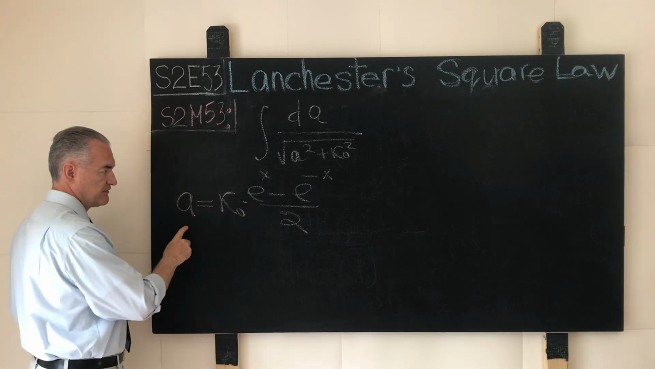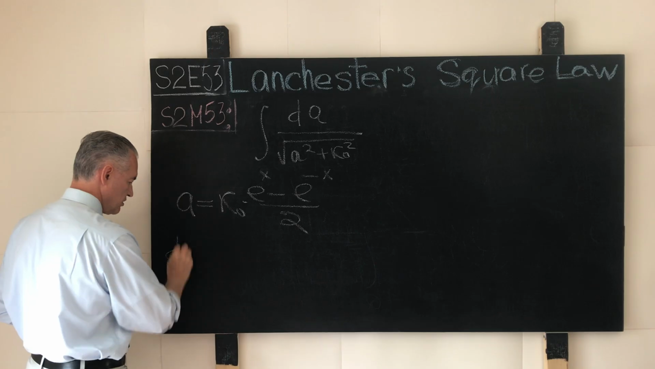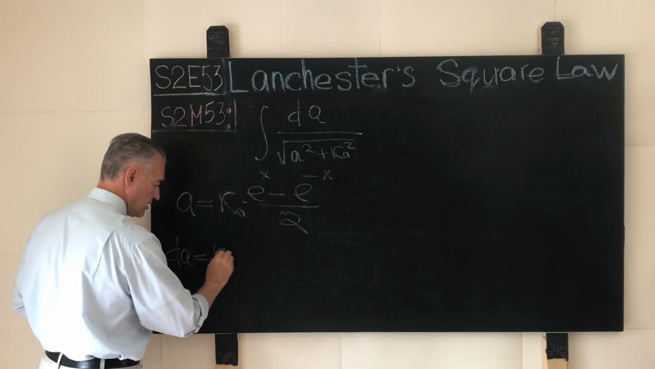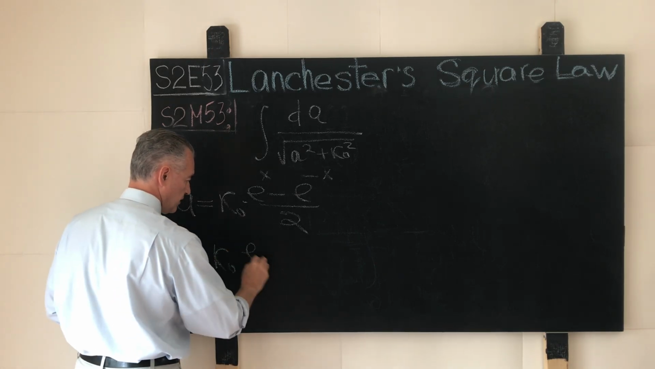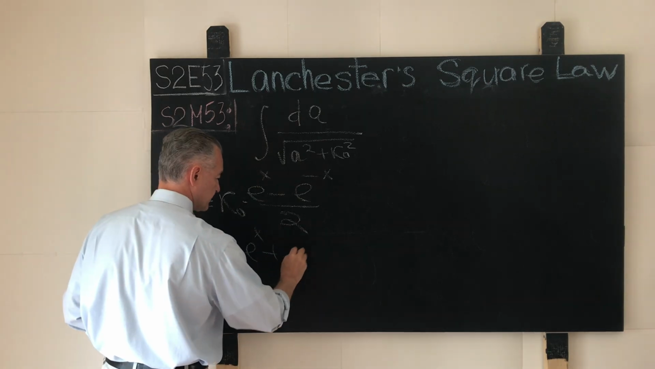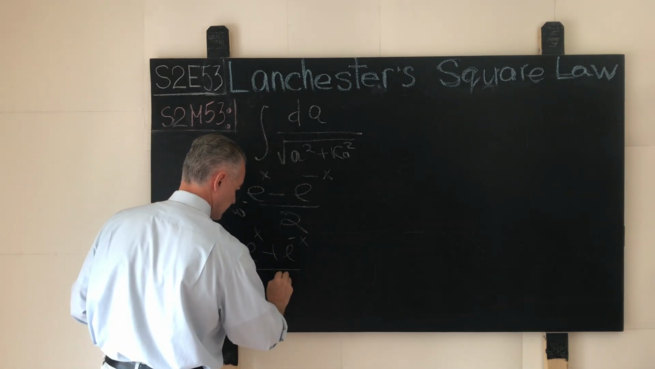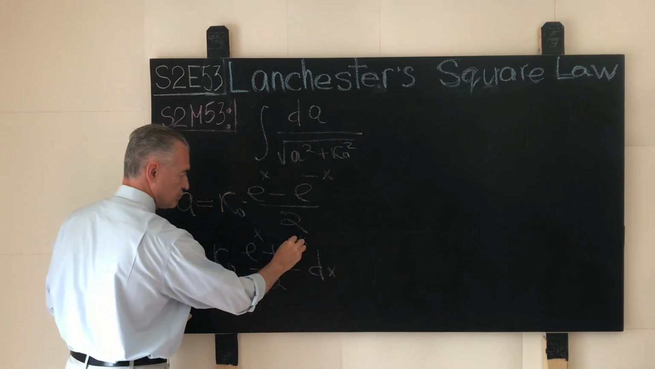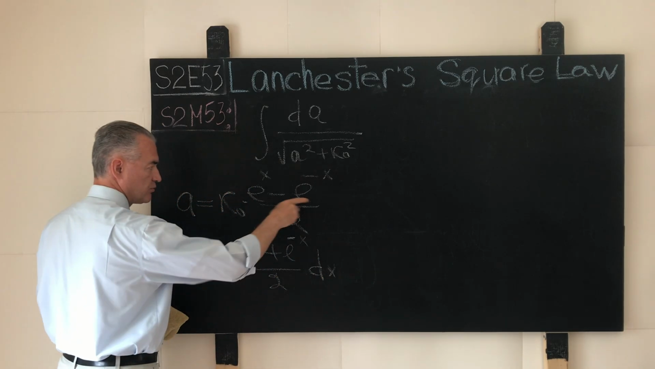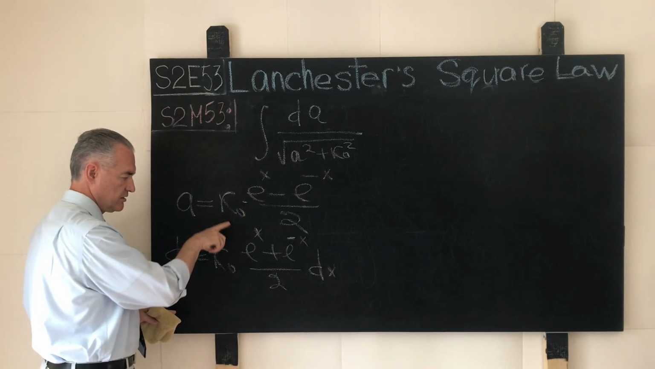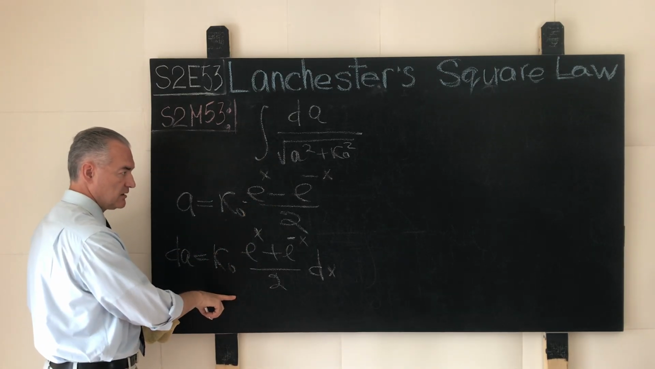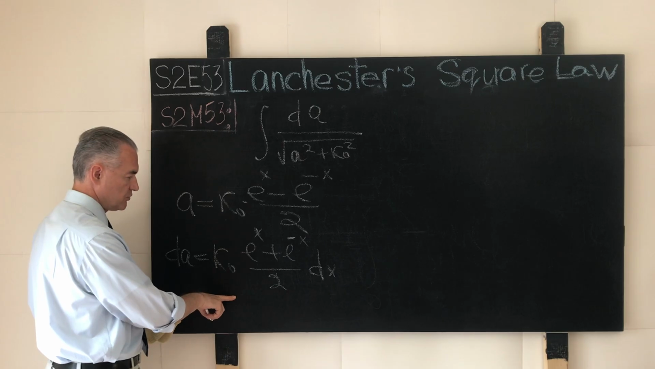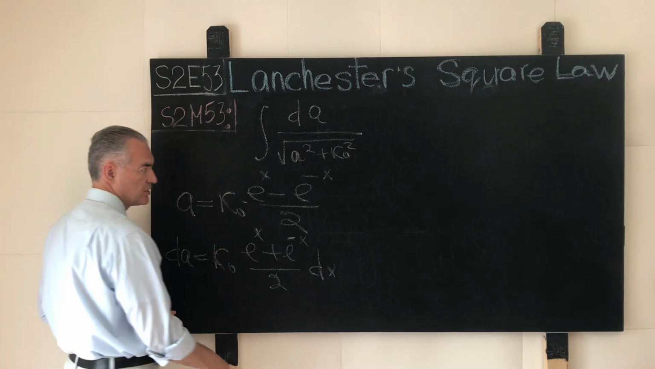Now, let us evaluate the first differential. dA will be k0 times e to the power of x plus e to the power minus x over 2, dx. That much should be understood. This is a straightforward computation. We differentiate this and obtain this. And now let us carry out the following computation.